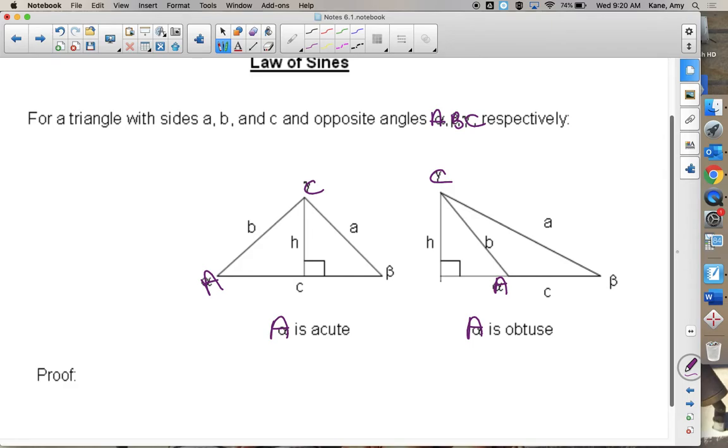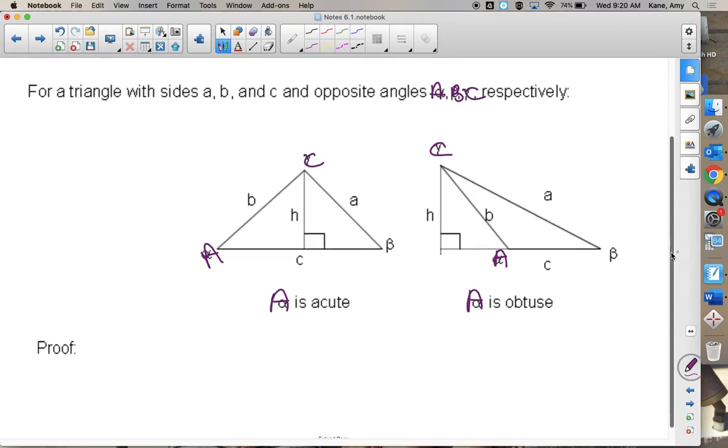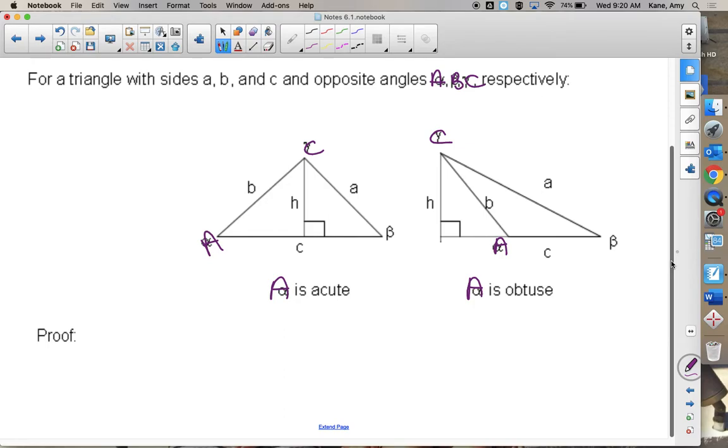Yeah, it's the altitude. So that's our altitude. So we're making a right triangle inside of it because really everything's based off of a right triangle. We're going to try and prove this law of sines or show you how it was created. So if you're talking about the law of sines, you're probably going to use what function in the equation? Sine. As if it's the law of sines, it probably uses the function sine.